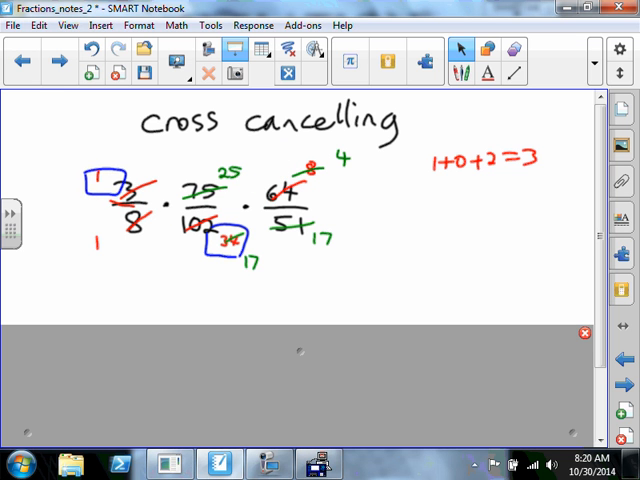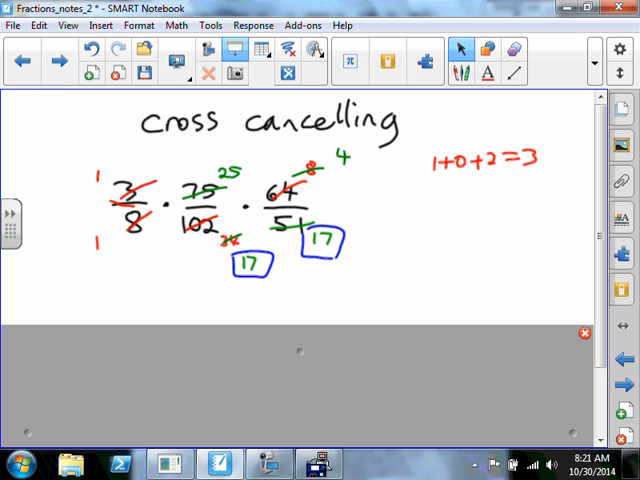So 1 can't cross-cancel because 1's about as small as it gets, right? In terms of reducing. 25, does 25 have anything it'll cross-cancel with? No. Remember, numerators cancel denominators. Denominators cancel numerators. Does the 4 have anything that it could cross-cancel with? I don't think so. Can we cancel the 17 with the 17? No. Remember, numerators don't cancel numerators and denominators don't cancel denominators.